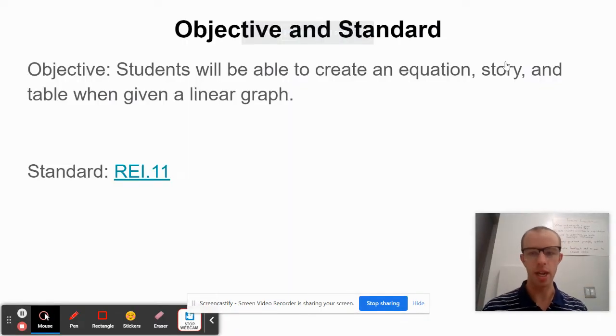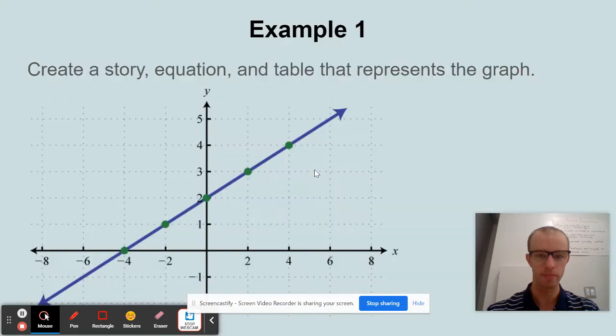Our objective today is that if I give you the graph of a linear function, you can create a story, equation, and table that matches it. This is our third part in this video series, and let's get started.